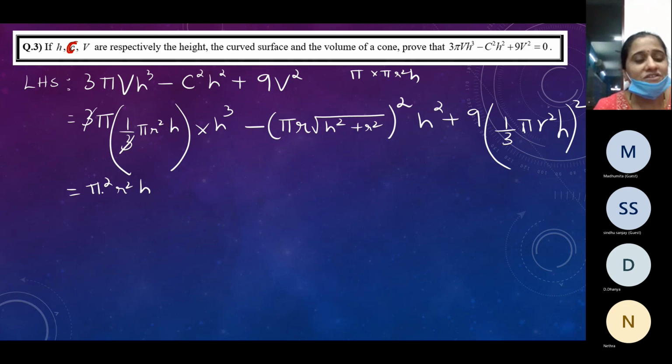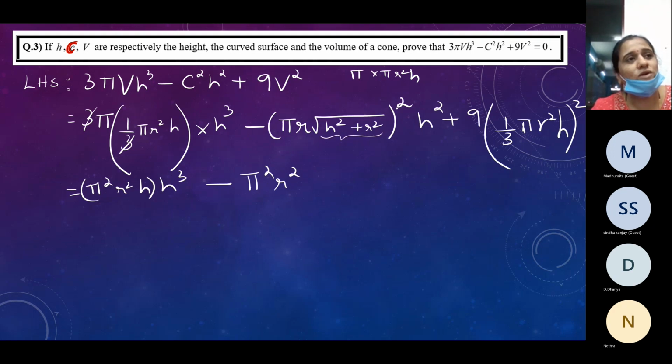All right. So pi square r square h. Okay, then there's that h cubed here. Pi square r square h. Then this h cubed minus this is squared. This one is squared, so it'll be pi square r square. And this one, when you square, what will happen? The square root will go away. So it will become h square plus r square like this.